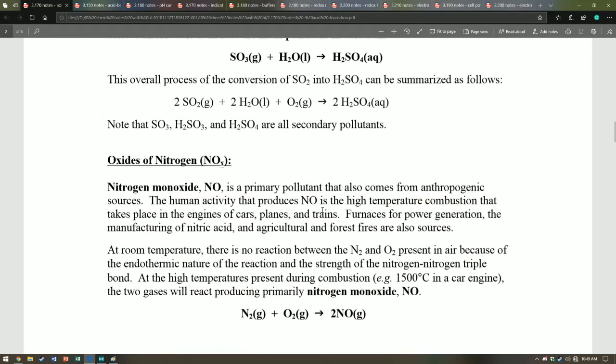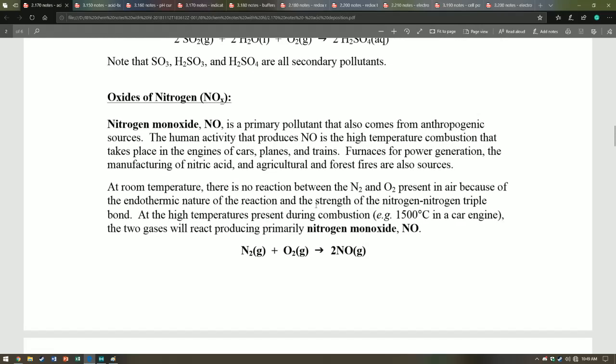The other main source of acid rain, I should say, is oxides of nitrogen. Nitrogen monoxide is a primary pollutant that also comes from anthropogenic sources. However, it typically comes from the exhaust pipes of cars. Since it's very hot in the exhaust pipes of cars, some nitrogen molecules will have enough energy to break their triple bond and form nitrogen monoxide from reacting with oxygen in the atmosphere.